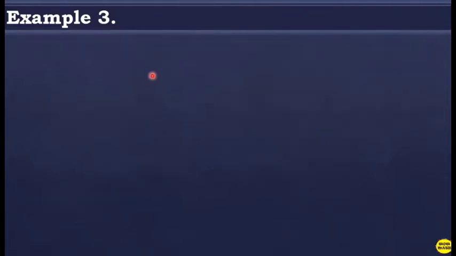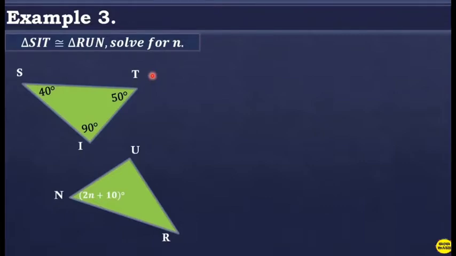Let's have example number 3. So, I have here triangle SIT is congruent to triangle RUN. Okay? So, SIT is congruent to triangle RUN. Okay. Now, in this case, meron na tayong unknown. So, how are we going to solve? Or we will be solving here algebraically. So, paano natin makukuha itong measure ng angle na to kung hindi natin alam yung value nitong n?